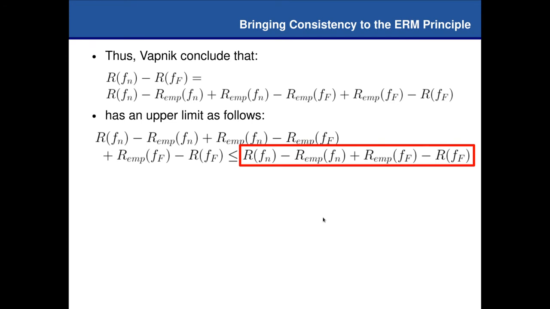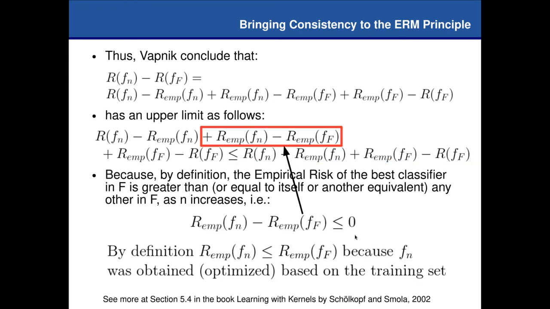Vapnik took advantage of this to formulate an upper bound. Take a look at this upper bound. Here we have the same as before, but here he found this quite naive, I would say, upper bound. Why is this a naive upper bound? Take a look why it is a naive upper bound.